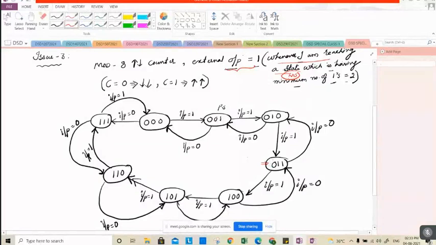Sir, 2. So whenever I am entering here, what should be my output? What should be my output value? Right, 1.